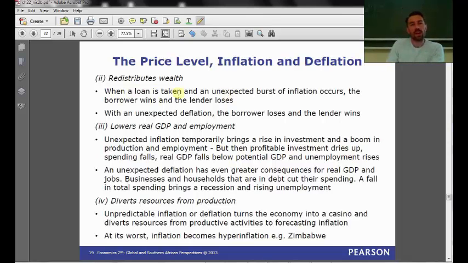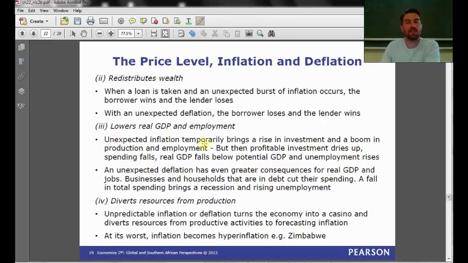So when a loan is taken out and there's an unexpected burst of inflation, those that are the borrowers tend to win because they repay with money that has a much lower value. It's interesting. With an unexpected deflation, obviously the opposite occurs. The borrower loses and lenders win. Okay? Number 3, it lowers real GDP and employment.